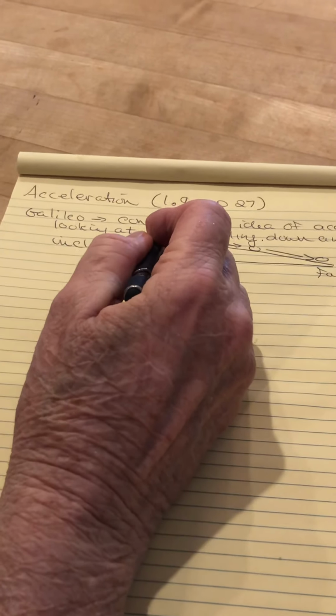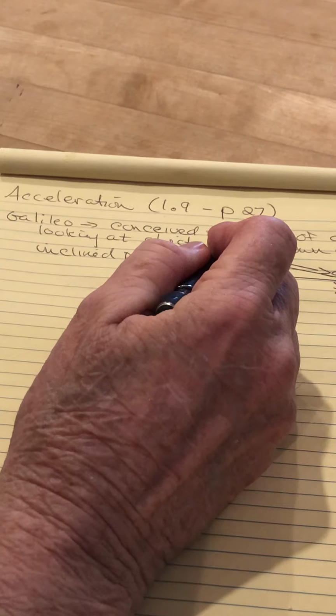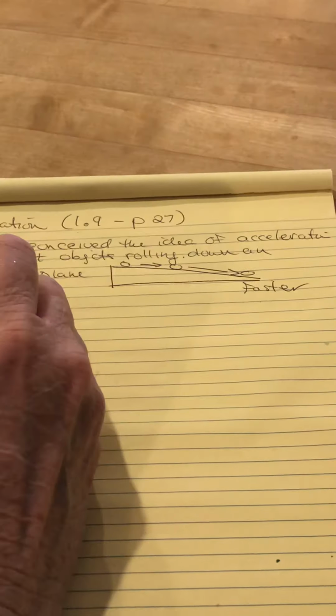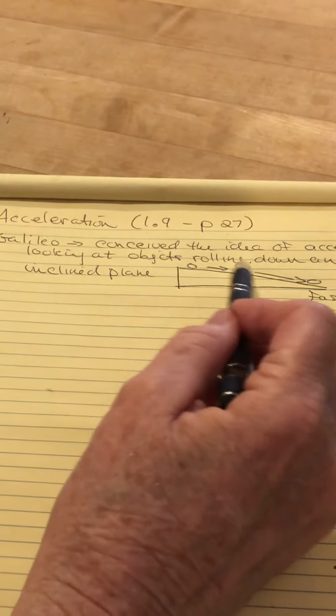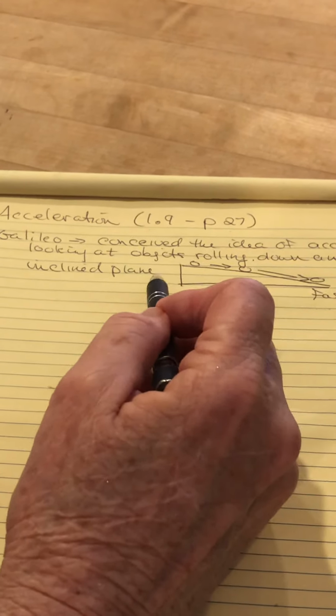So we're looking at the last thing in the book today. In chapter 1, it's acceleration. It's section 1.9. It's on page 27 of your text, or at least that's where it starts. And the person who first conceived the idea of acceleration was Galileo. What he did is he looked at objects rolling down an inclined plane.